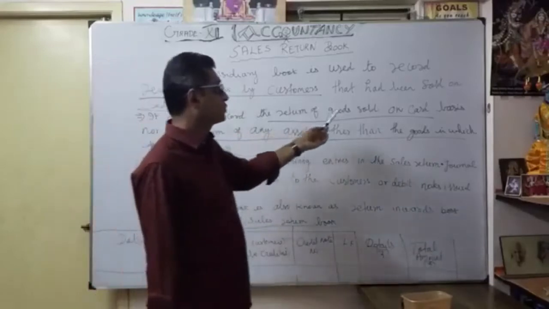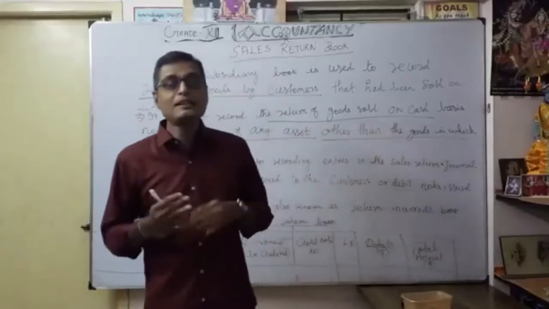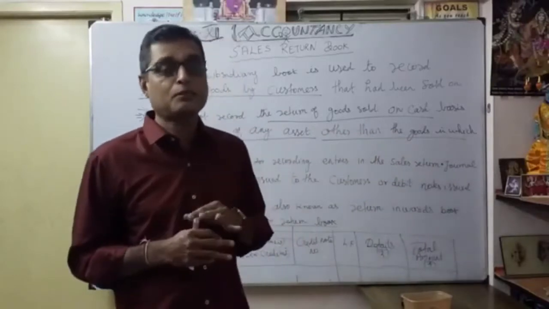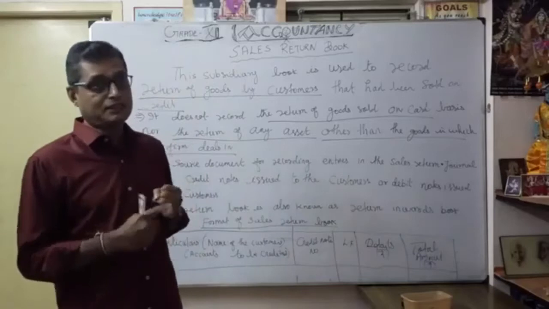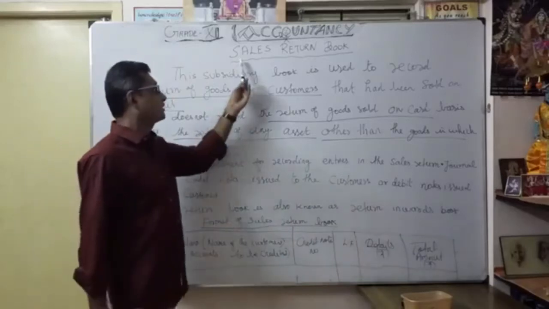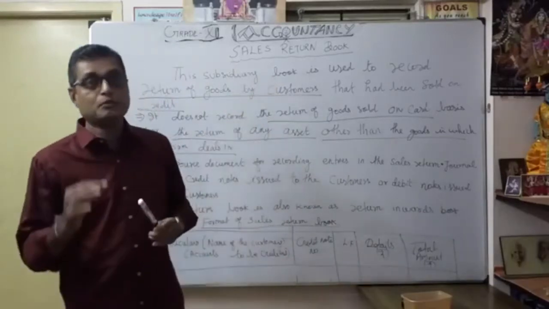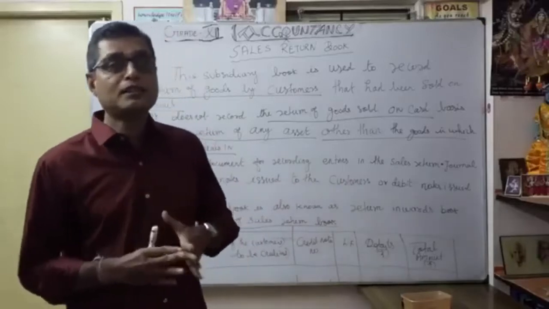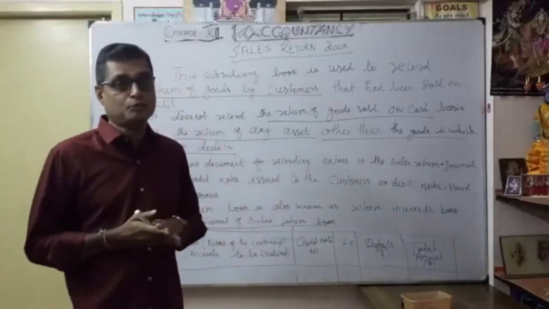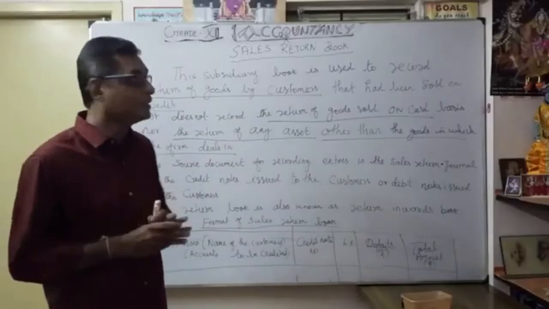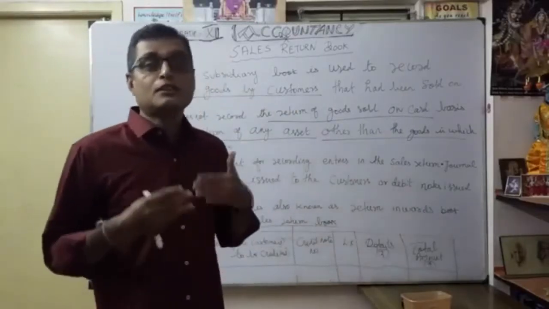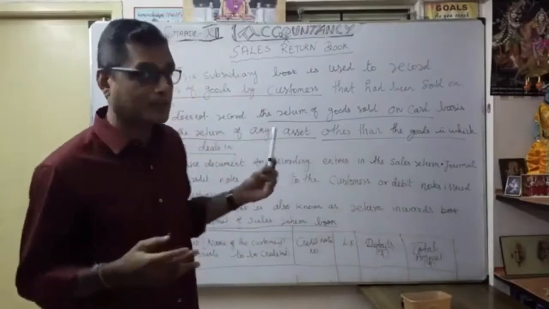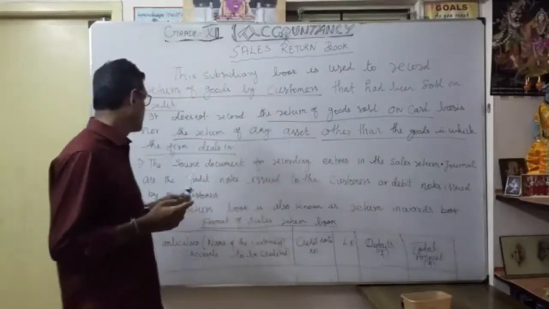That's what does not get recorded: the return of goods sold on cash basis, and any assets. That's very important here. Any cash sales and any return of assets, we need not enter in the sales return book. You should know which should be recorded and which should not. If you understood the purchase return book, the sales return book is very easy. If you understood the purchase book, the sales book is very easy. Same manner here.